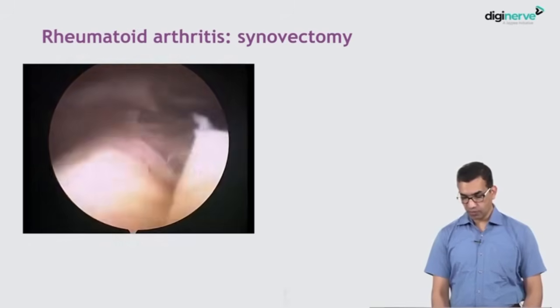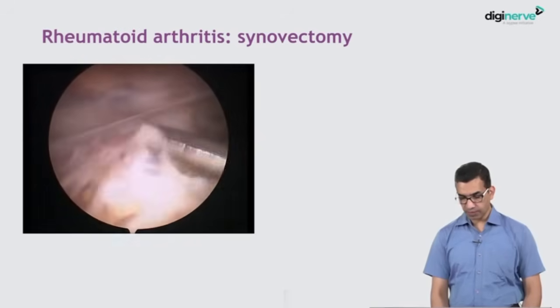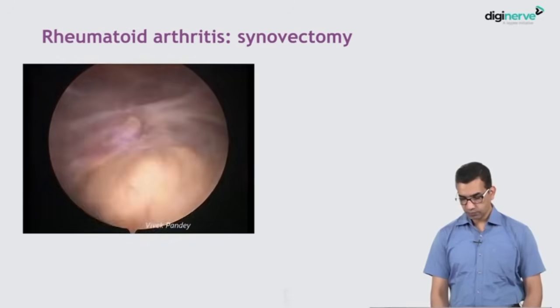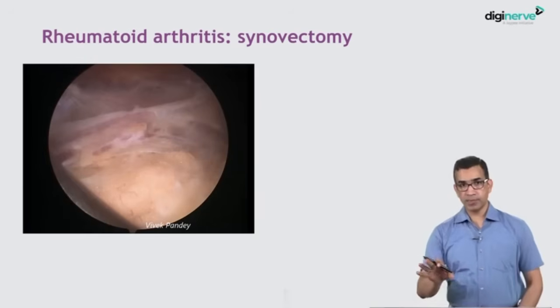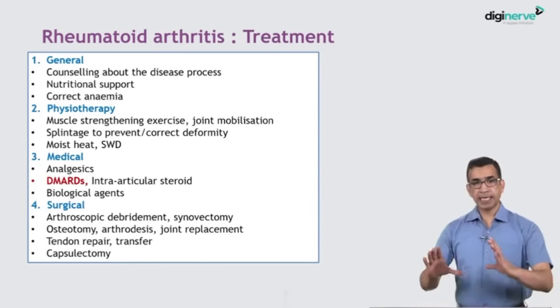This is a joint where the synovectomy is almost done. The extreme part of the suprapatellar pouch is left. We are again removing it. So this is how the synovectomy is done. Rest of the surgeries are not really important for you. This is one slide again in a nutshell.